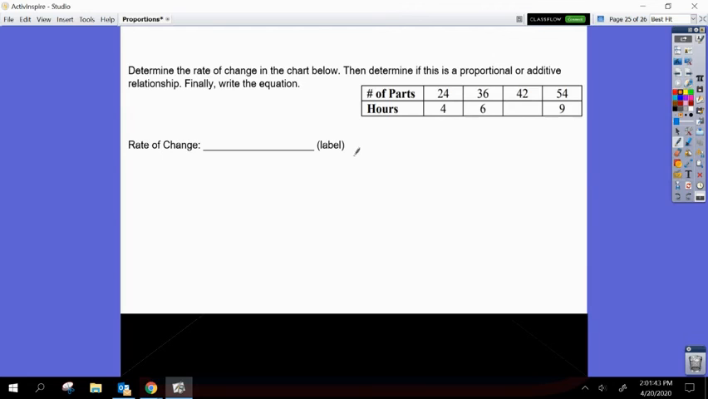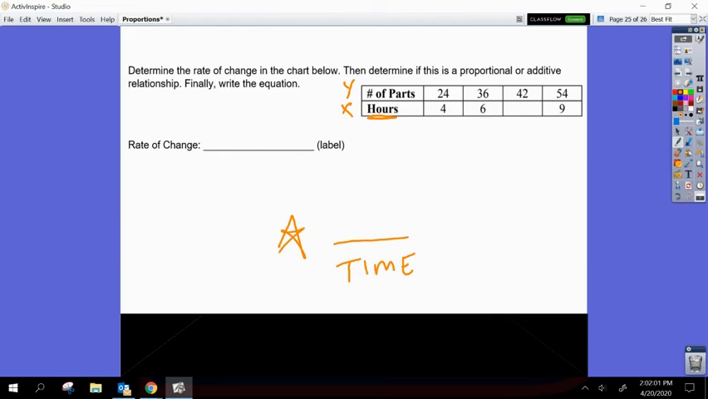Here's another word problem, kind of in a table, and assuming we have a missing value. If we have a missing value, we could find the relationship and go from there. If we assume this is y and x, because time, here's another hint, time almost always goes on the bottom. There's a nice hint for you.